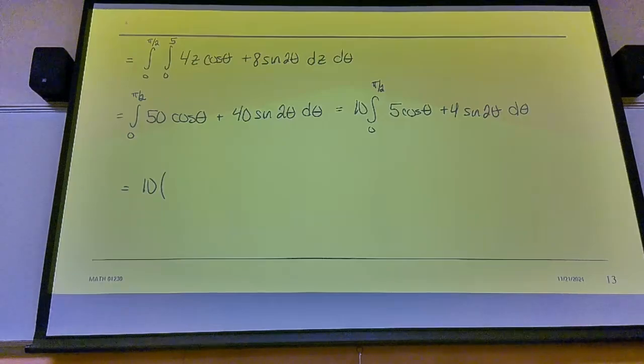What is the antiderivative of cosine? Negative sign. Antiderivative of sine of 2 theta: negative half cosine 2 theta. Which means one of these should not be negative. They're not both negative. Yeah, the first one is not negative. So then that'd be minus 2 cosine of 2 theta. Sine of pi over 2 is 1, sine of 0 is 0. Cosine of 2 times pi over 2 is negative 1. Cosine of 2 times 0 is 1. So that's negative 2.